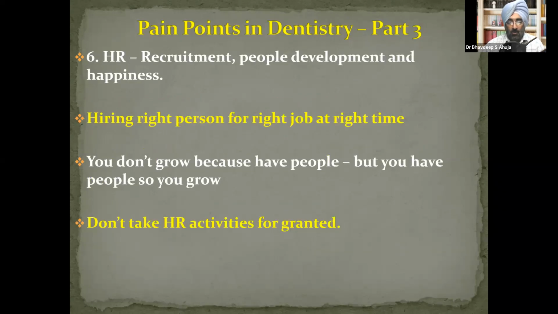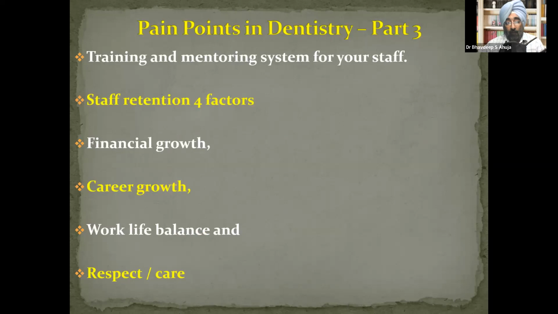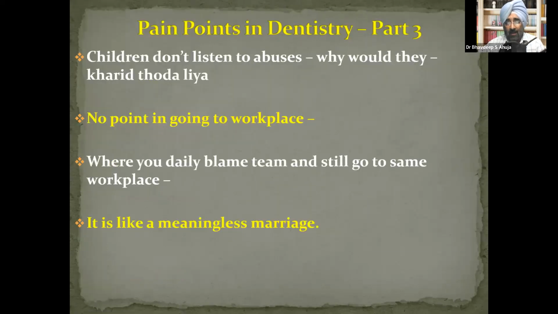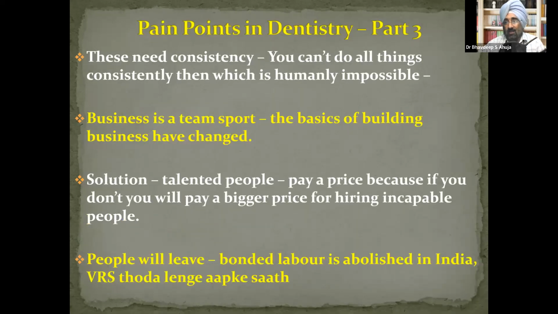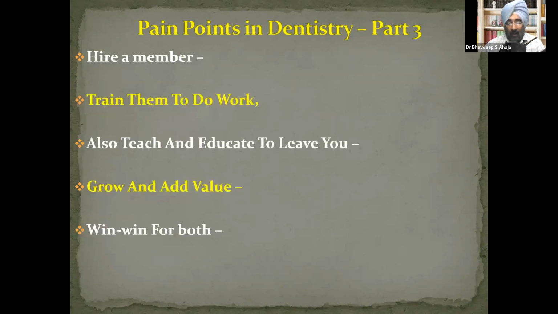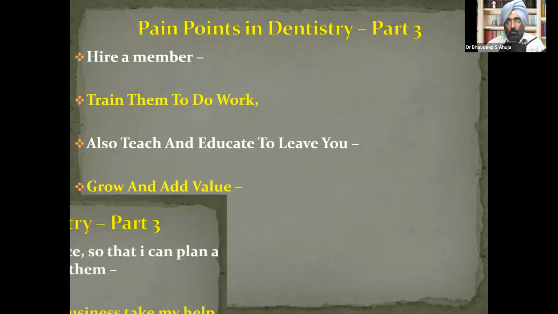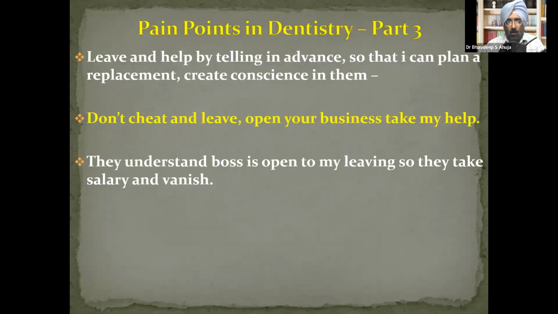Then the 6th is the HR part, which I'll be discussing in the support pain points as well in detail. And training and mentoring system, what are the 4 factors which are important? And of course, how to manage staff a little bit better, and by respecting nature's law of investing first on yourself. And of course, consistency in each of the operations is required to have a well-oiled machinery in the clinic. So then hiring and firing, how to do that in a scientific way, I told you in brief about that.